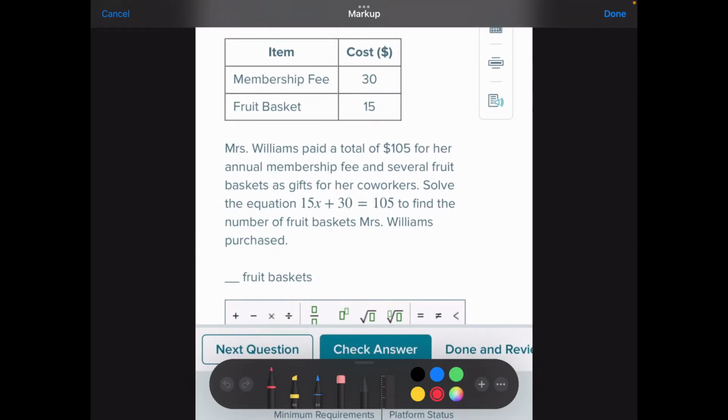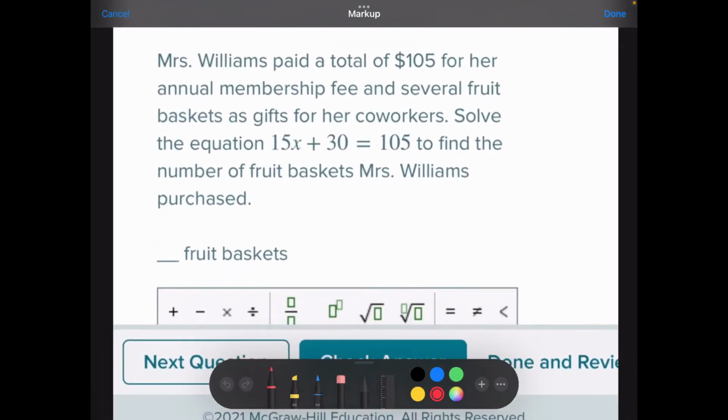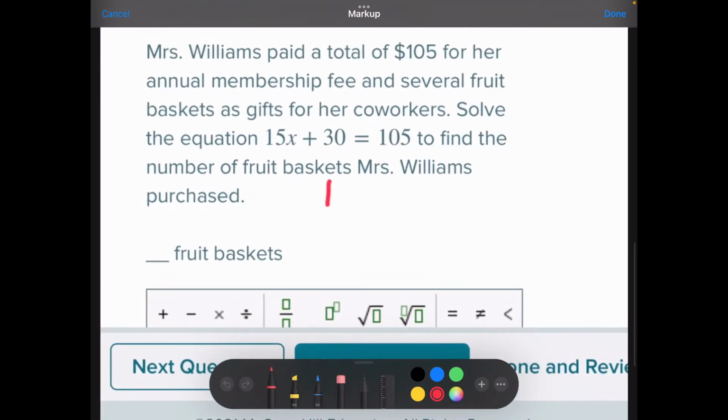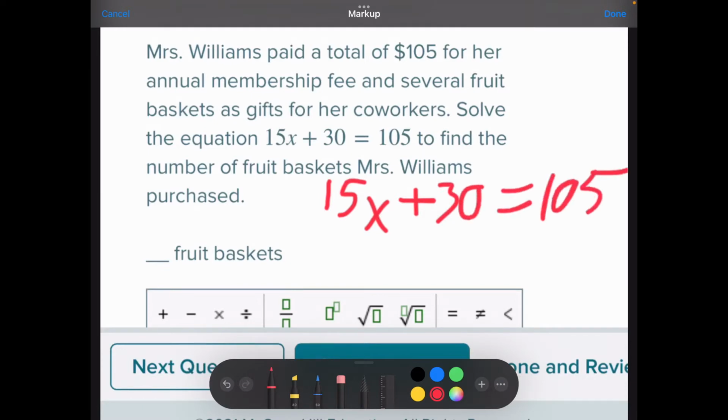We are going to be solving for x, right? So I'm going to rewrite the little equation that they've given us so graciously. Thank you, McGraw-Hill. Everyone say thank you. So we're just going to be solving for x right here.